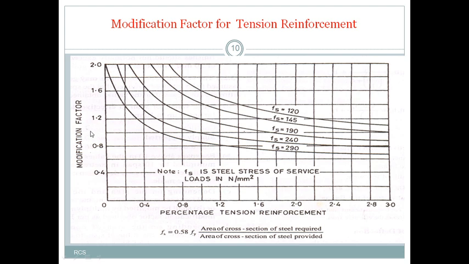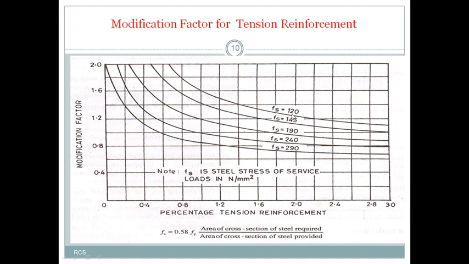So in the graph, on the y-axis we have the modification factor, and on the x-axis we have the percentage of tension reinforcement. In between we have various values of Fs, that is the service steel stress under service loads. That is simply to say, the stress of steel under service loads. These are the graphs given for different values.